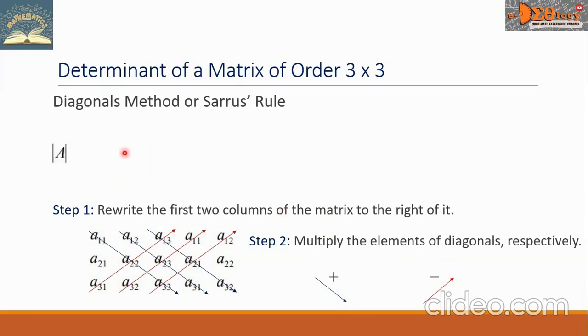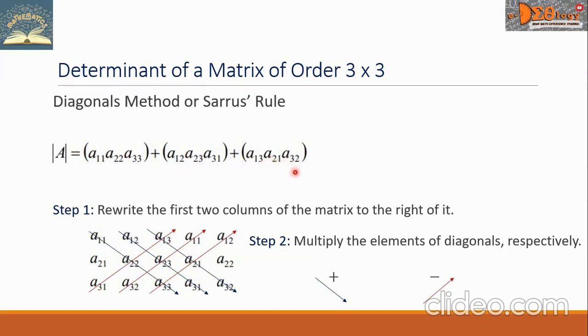So for determinant of order 3 by 3, we will write first the products of the main diagonals respectively. So we have this a sub 1 1 times a sub 2 2 times a sub 3 3 plus the product a sub 1 2 times a sub 2 3 times a sub 3 1 plus the product a sub 1 3 times a sub 2 1 times a sub 3 2.